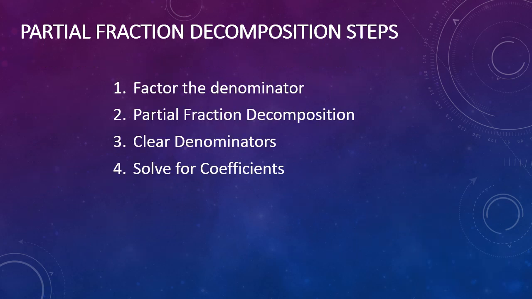So the steps that we just went through for partial fraction decomposition were to first factor the denominator, then do the partial fraction decomposition where you set each of the factors of the denominator as an individual term with those in the denominator and a variable a or b or c, etc. in the numerator. Then we clear the denominators, and then we solve for the coefficients using the system of equations to solve for each of the coefficients or the numerators.